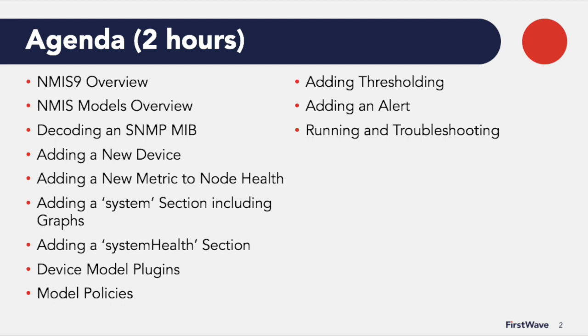We'll talk about adding a new device. We'll talk about using the different types of modeling and the different structures that we use for modeling. And again, that goes back to what the data looks like. And then we'll go through the process of adding a system health section. We'll talk about device model plugins, and then we'll be talking about model policies and then some tools to actually help do all of this and make it possible.